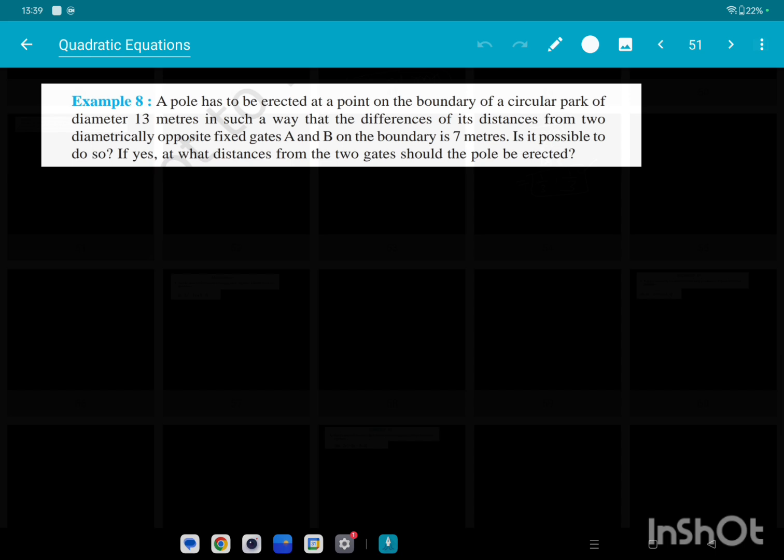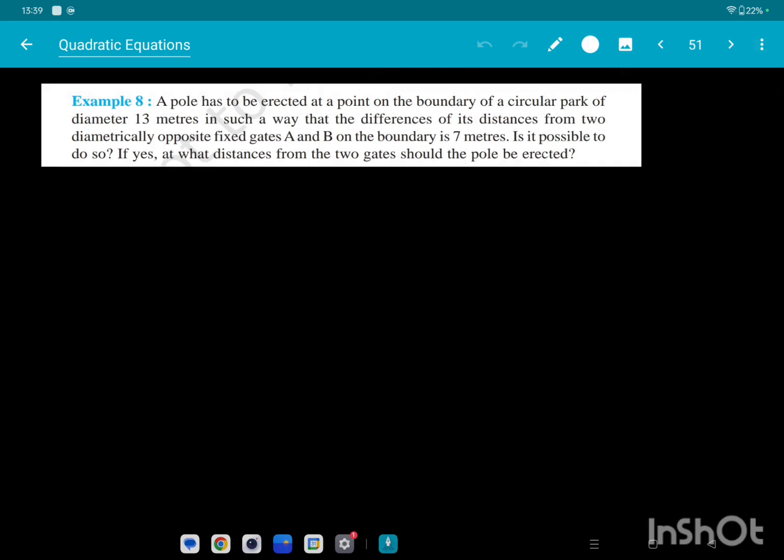Here the next question is: a pole has to be erected at a point on the boundary of a circular park of diameter 13 meters, in such a way that the difference of its distances from two diametrically opposite fixed gates A and B on the boundary is 7 meters. Okay, first I will write the diagram here. This is a circular path. So I will tell you how it is possible to do so. First I will explain the question.